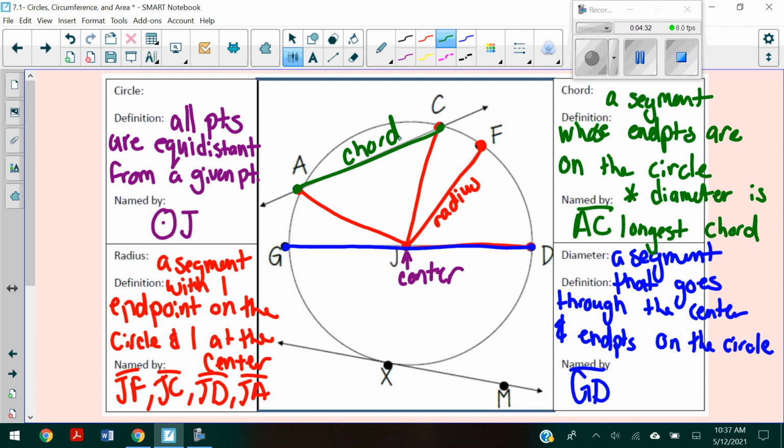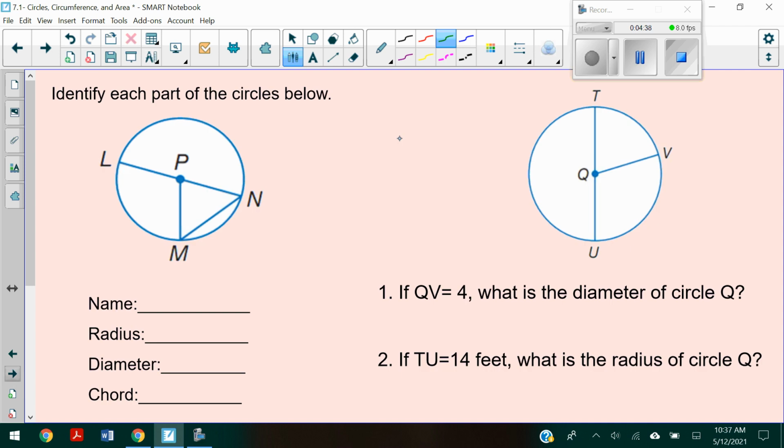So let's go ahead and identify these on the next slide. So it says identify the parts of the circles below. So the name, so we're going to name this. This is going to be named circle P. Okay, so a radius, we actually have 3 radii here. Radii is plural for radius. Okay, PL, PN, and PM are all radii.